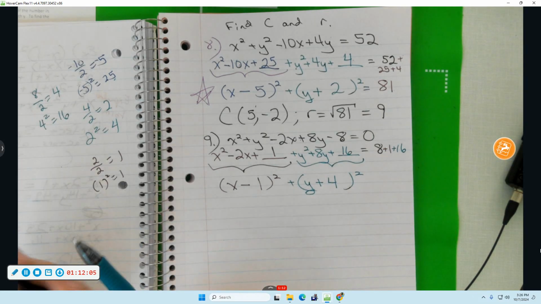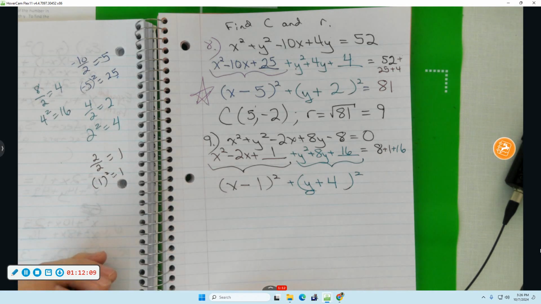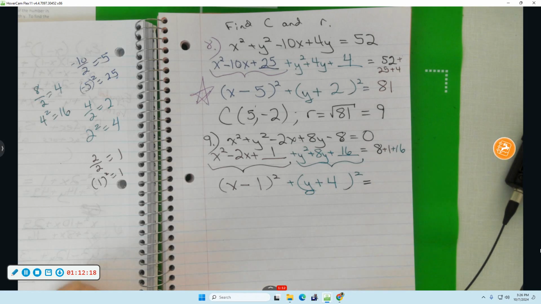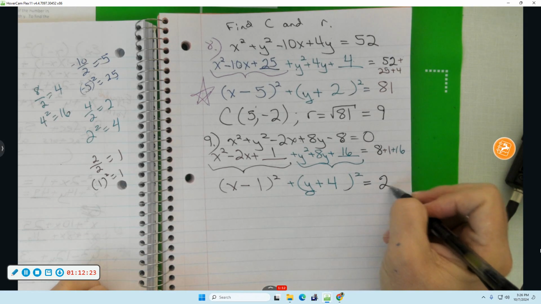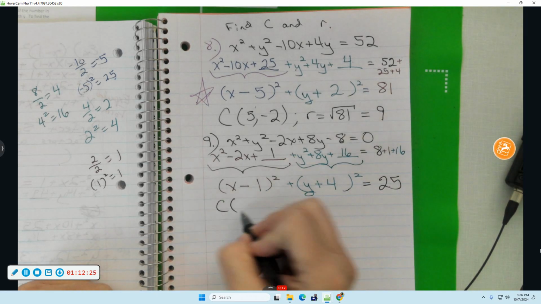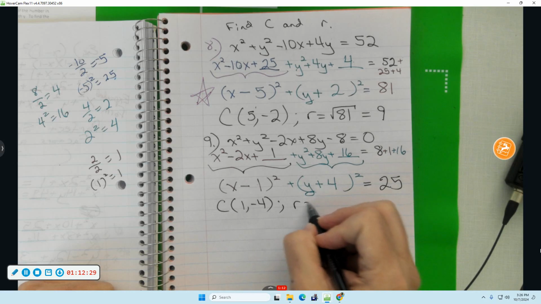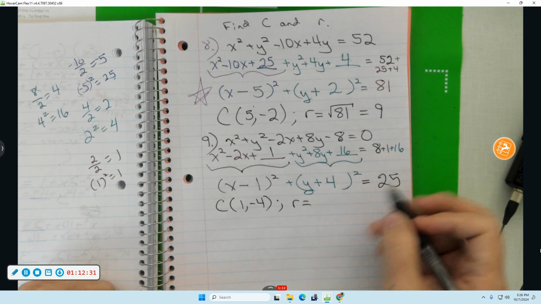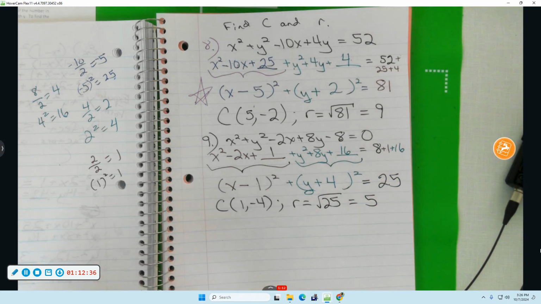You can tell me the center right now. What's the center of this circle? Assuming it is a circle. Change sign, change sign. What have we got on the right-hand side? I think that's 9 plus 16. That's a 25. So the center is 1, negative 4. What's the radius? You take the square root of that number, and that gives you a 5.